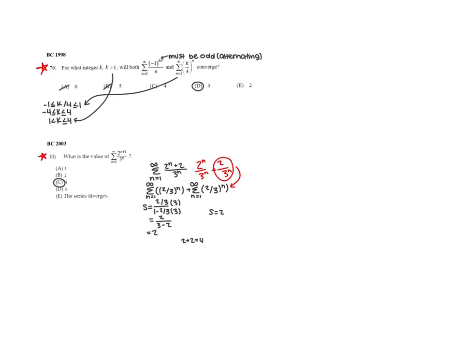So here's hopefully the answer to your question. So with 76, yes, the answer is 3. And to answer your question, no, if this was a free response question, we wouldn't be able to necessarily answer it because there are multiple values of k for which this particular set of series would converge.